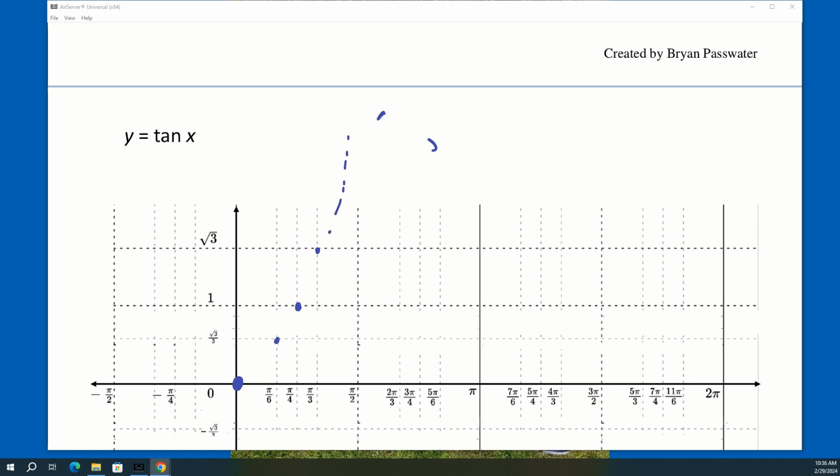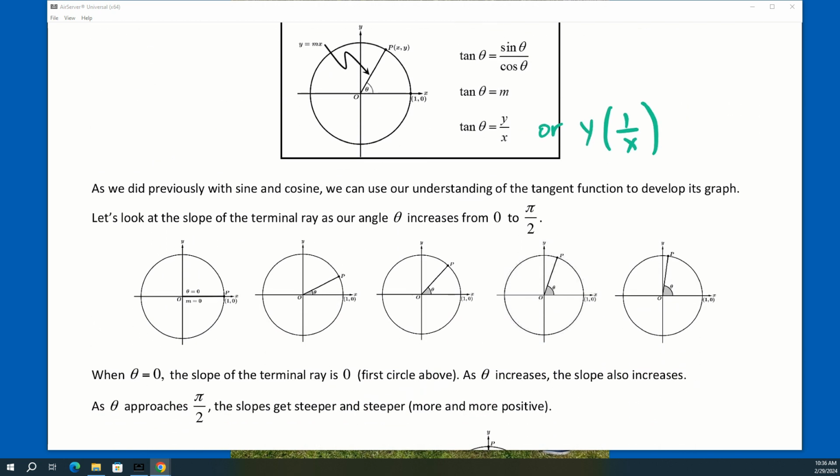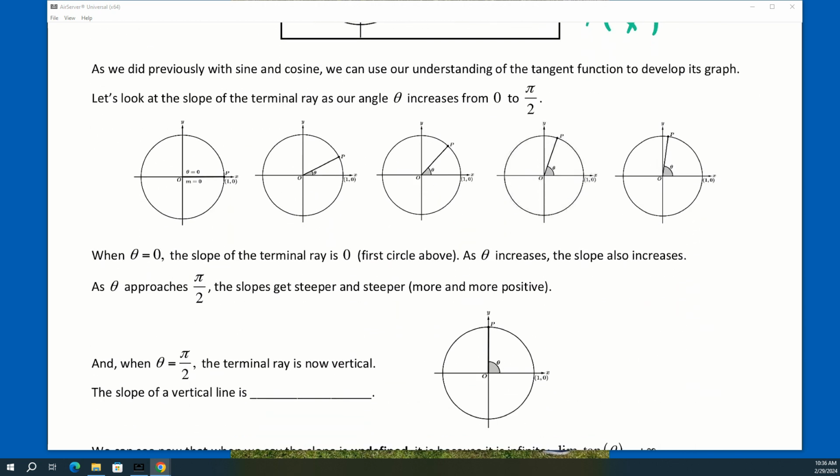And then what about the tangent at pi over 2? This line right here, what would the slope of that line be? A vertical line, undefined. Good. So the value of the tangent of pi over 2, there is no value. It's an undefined value.